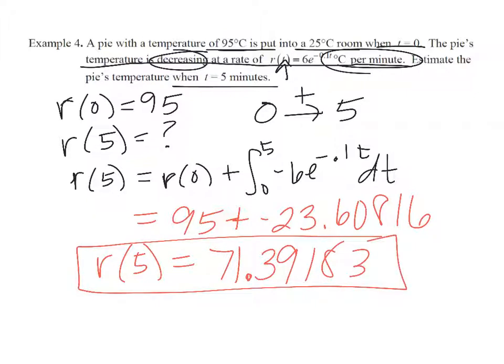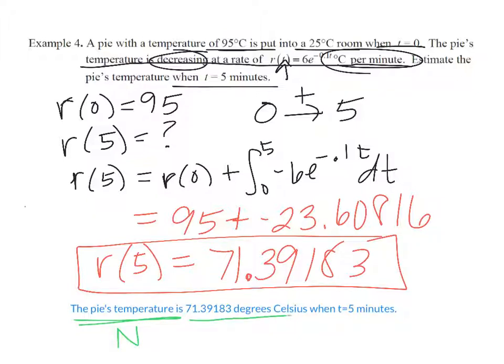Okay, so now I'm really glad that we can solve it, but I also want to be able to explain it using my NUT, right? Noun, unit, time. So how could I state my final answer using noun, unit, time? Okay, so I have my sentence here: the pie's temperature is, so that's my noun, 71.39183, that's truncated to 5 decimal places, and that's my unit, degrees Celsius, when time equals 5 minutes, that's my time. So I restated my final answer using NUT, the way we always justify things in calculus.